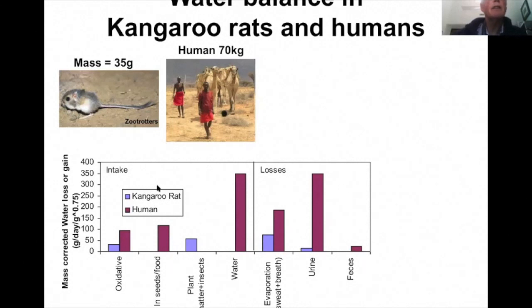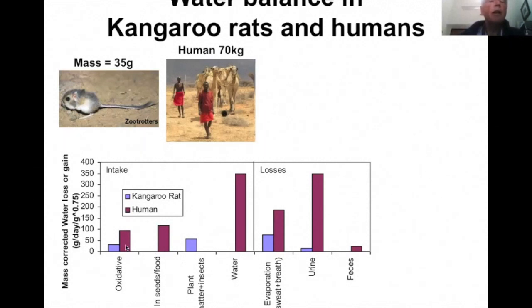Here, what we have on the left is the sources and amounts of intake for both the kangaroo rat and the human. In the case of the kangaroo rat, they get about half of their water through oxidative processes. That's the burning of sugars, the metabolic process that generates water from the burning of a glucose molecule. They get none from any of the plant food that they eat, or relatively little from seeds and such. What they get from these seeds is the carbohydrates that they make water from. And they get the rest of their water from plants and insects that they feed on, and they do not drink at all. Kangaroo rats simply don't drink water.